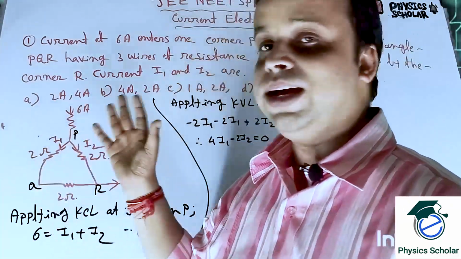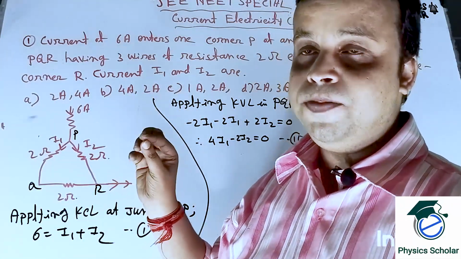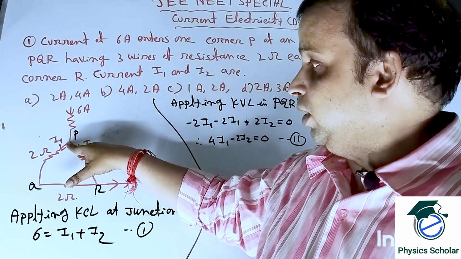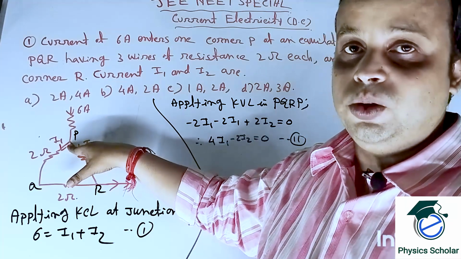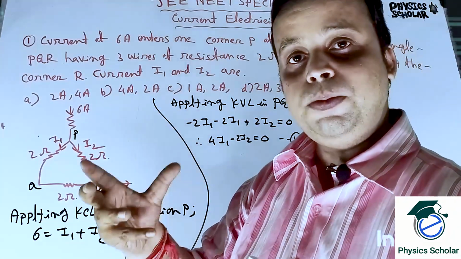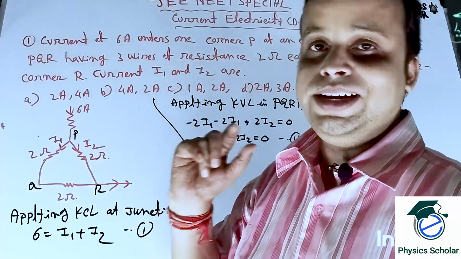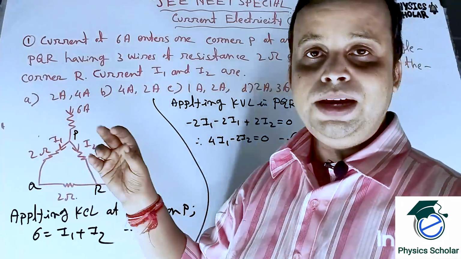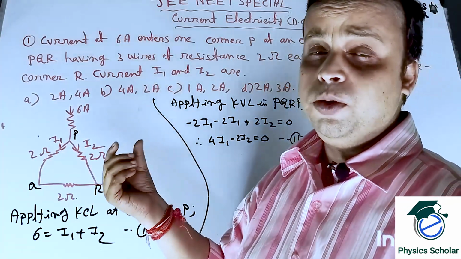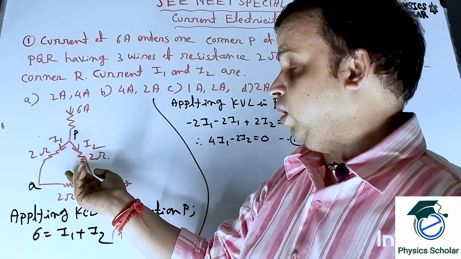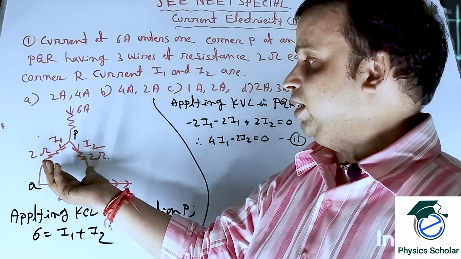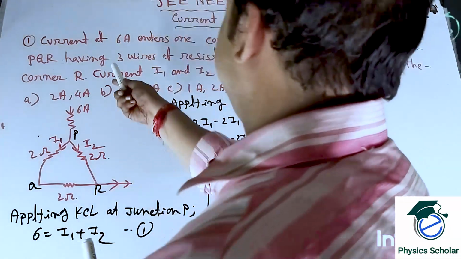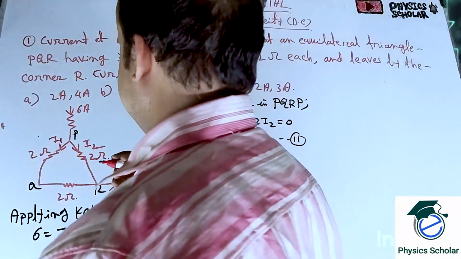It is based on Kirchhoff's current law and voltage law. What is Kirchhoff's current law? The algebraic sum of the currents entering a particular junction of an electrical circuit is 0. The current entering the junction is positive and the current coming out is negative, and the algebraic sum of all of them is 0. And KVL means the algebraic sum of all the voltages inside a closed loop is always 0.